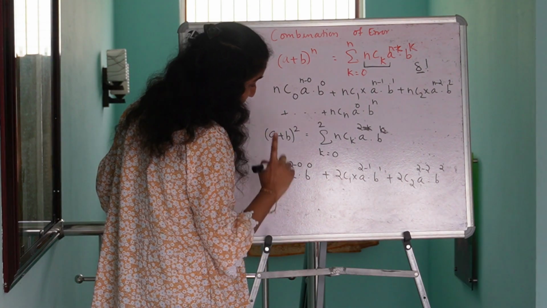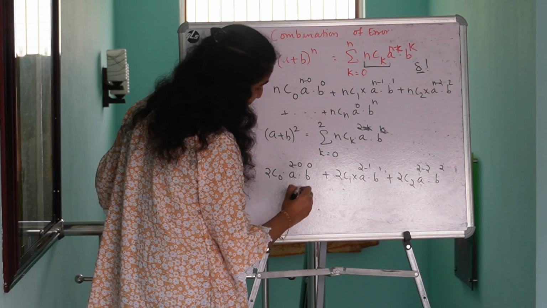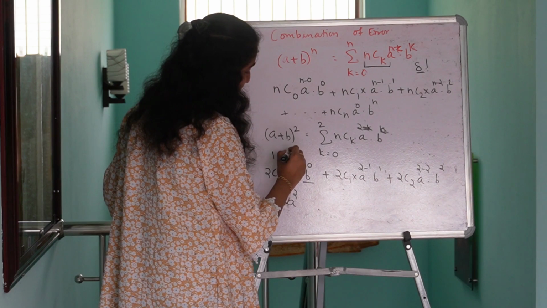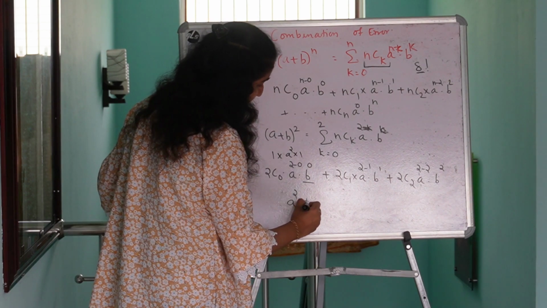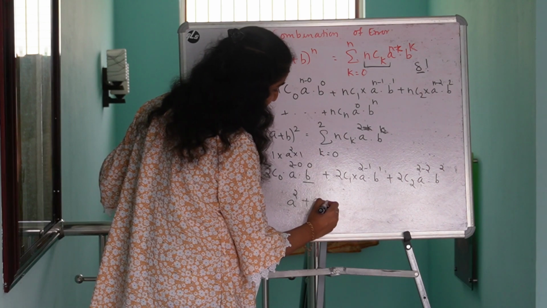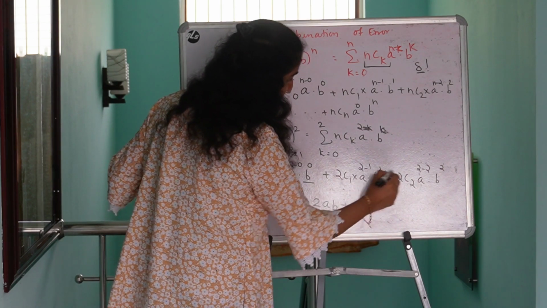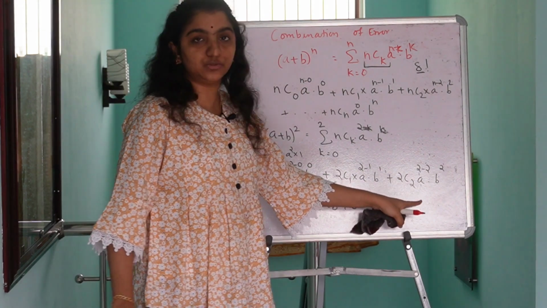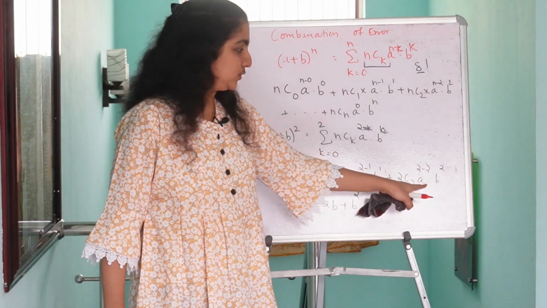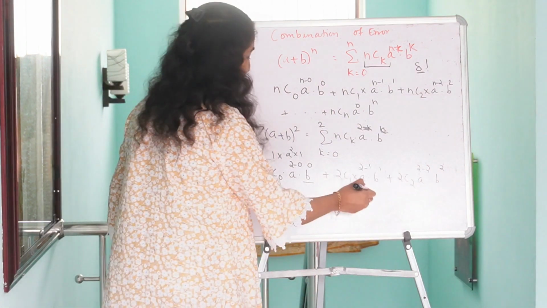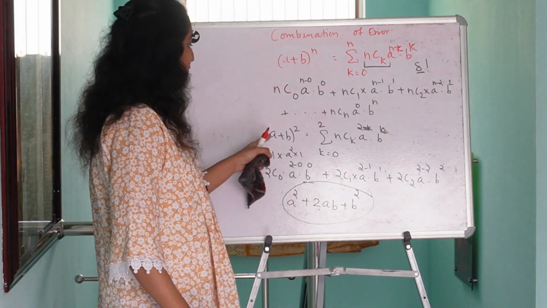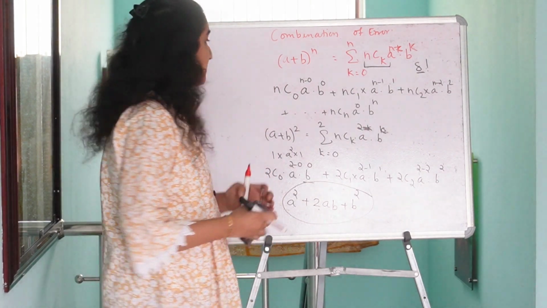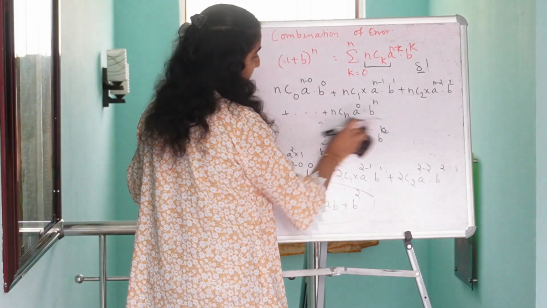Now I am going to solve. We know 2c0 is equal to 1. So here I will get a square because b power 0 is equal to 1. 2c0 is equal to 1, so 1 into a square into 1. Yes, we will get a square plus 2c1 is nothing but 2ab plus 2c2 is nothing but 1. So that is equal to b square. Here we will get 2c2 is equal to 1, a power 2 minus 2 is equal to 1 into b square is b square. Thus we got the expansion of a plus b the whole square, a square plus 2ab plus b square. Is it clear, guys? Binomial equation? Yes.